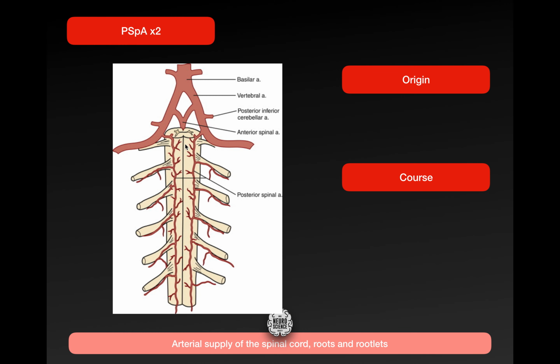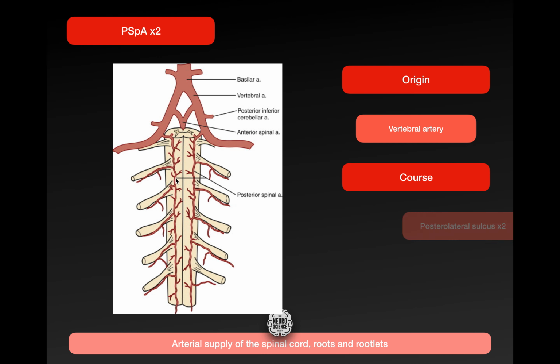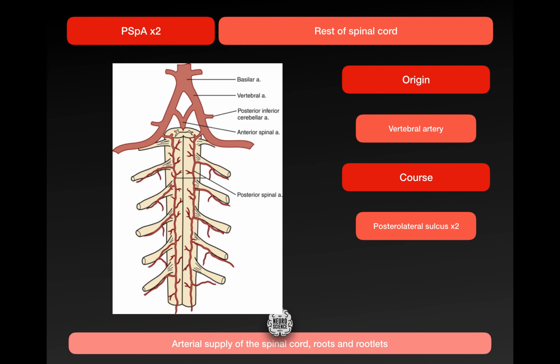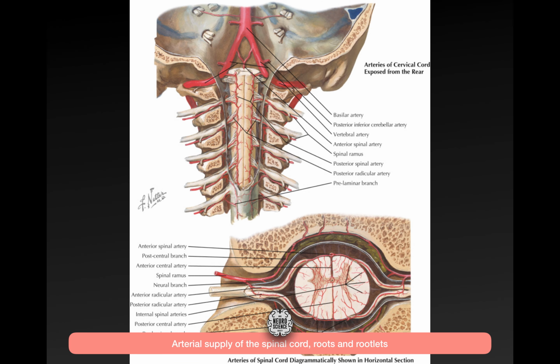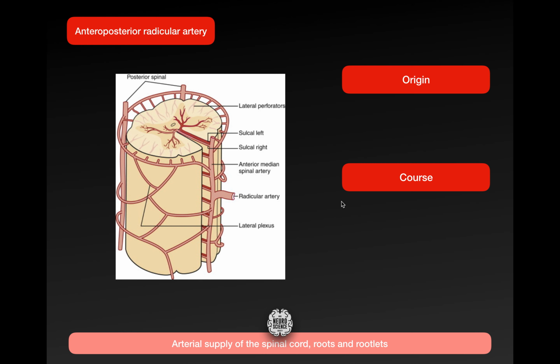Now our posterior spinal arteries, these are coming off the vertebral arteries as well commonly, so that's quite nice. They have a common origin, the anterior and posterior spinals. They run in the posterolateral sulcus, which is normally quite small, you can't really see it very well. They supply the rest of the spinal cord, yeah? So the anterior supplies the anterolateral two-thirds, and then the dorsal columns are supplied by the posterior spinal artery.